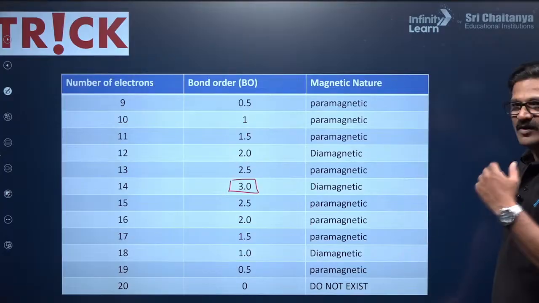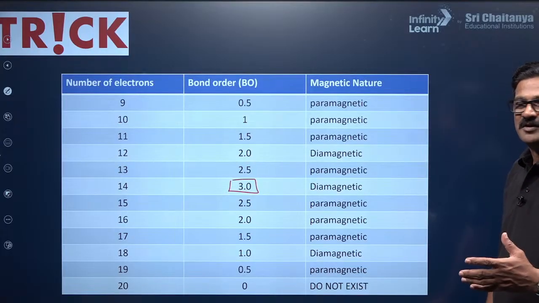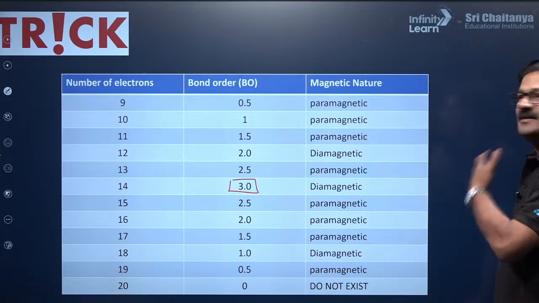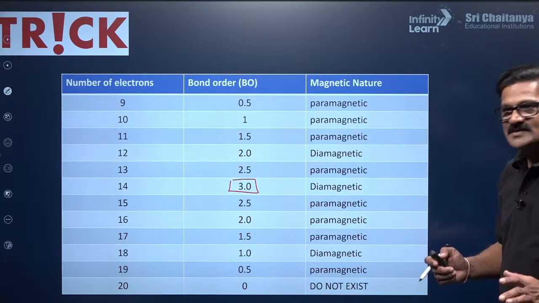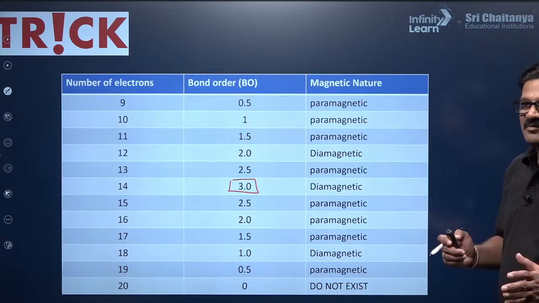Whenever you see odd electrons in the molecular orbital configuration, you are going to get a paramagnetic behavior. When you get unpaired electrons 0, it is going to be a diamagnetic substance.